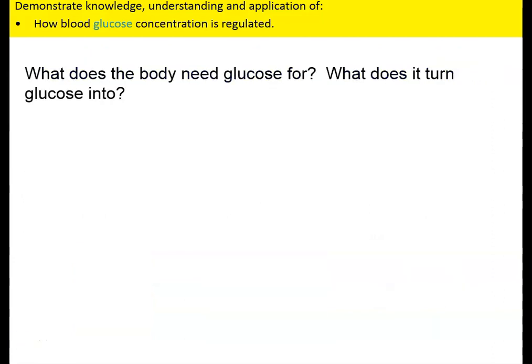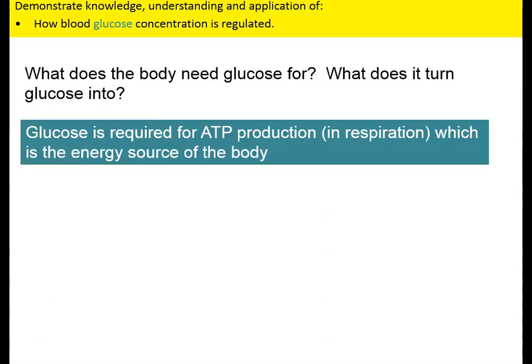So hopefully you've had a chance to put your ideas down on paper. So now let's have a look at some of these answers. So what does the body need glucose for and what does it turn glucose into? Well, of course, glucose is the main source of energy in the body, as it is required in the production of ATP in respiration.